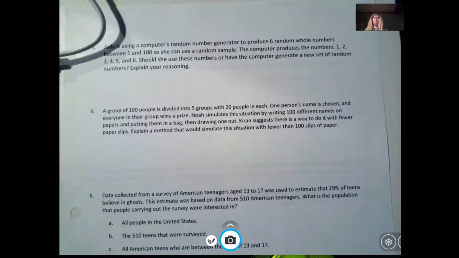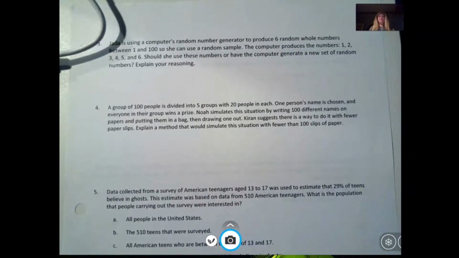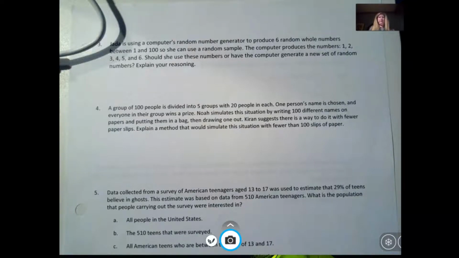Number 4. A group of 100 people is divided into 5 groups with 20 people in each group. One person's name is chosen, and everyone in their group wins a prize. Noah simulates the situation by writing 100 different names on paper and putting them in a bag. Then he draws one out. Karen suggests there is a way to do it with fewer slips. Explain a method that would simulate the situation with fewer than 100 slips of paper.